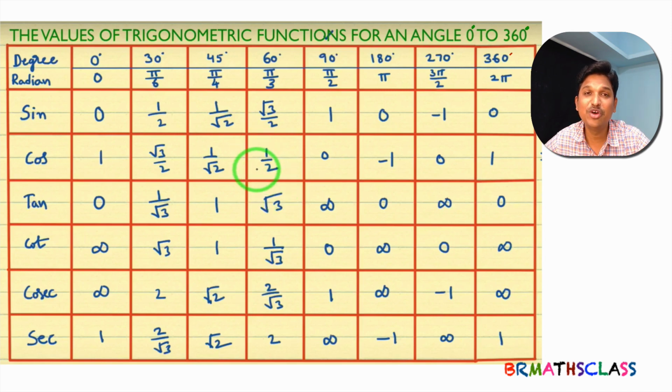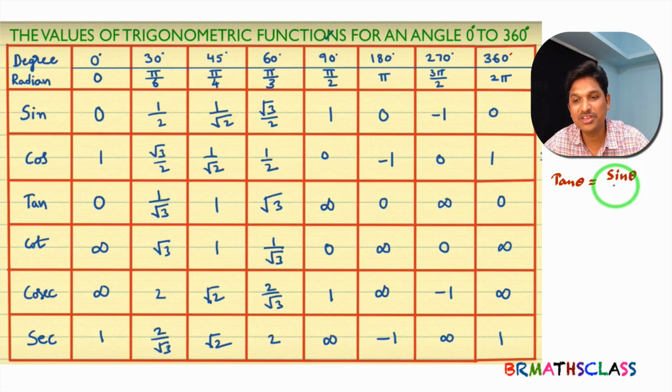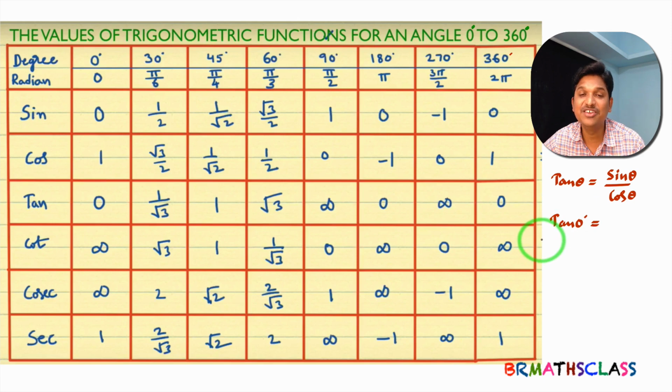Okay. So now you are good with the sine row and cos row. Now we know that tan theta is nothing but sine theta by cos theta. In reciprocal formulas we learned tan theta is nothing but sine theta by cos theta. Correct or not? From this we can write all the values of tan. For example, what is tan 0 degrees? Tan 0 degrees is sine 0 degrees by cos 0 degrees.